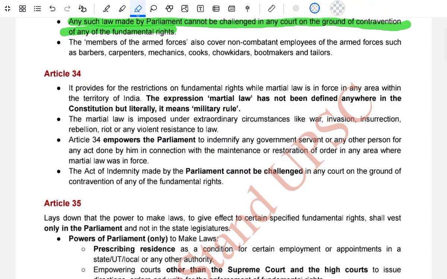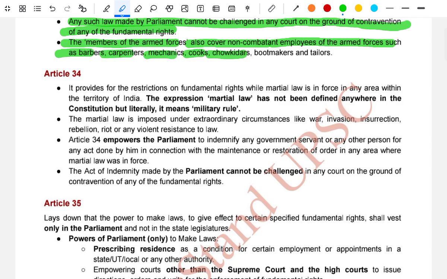The members of the armed forces also cover the non-combatant employees of the armed forces such as barbers, carpenters, mechanics, cooks, chowkidars, boot makers and tailors.